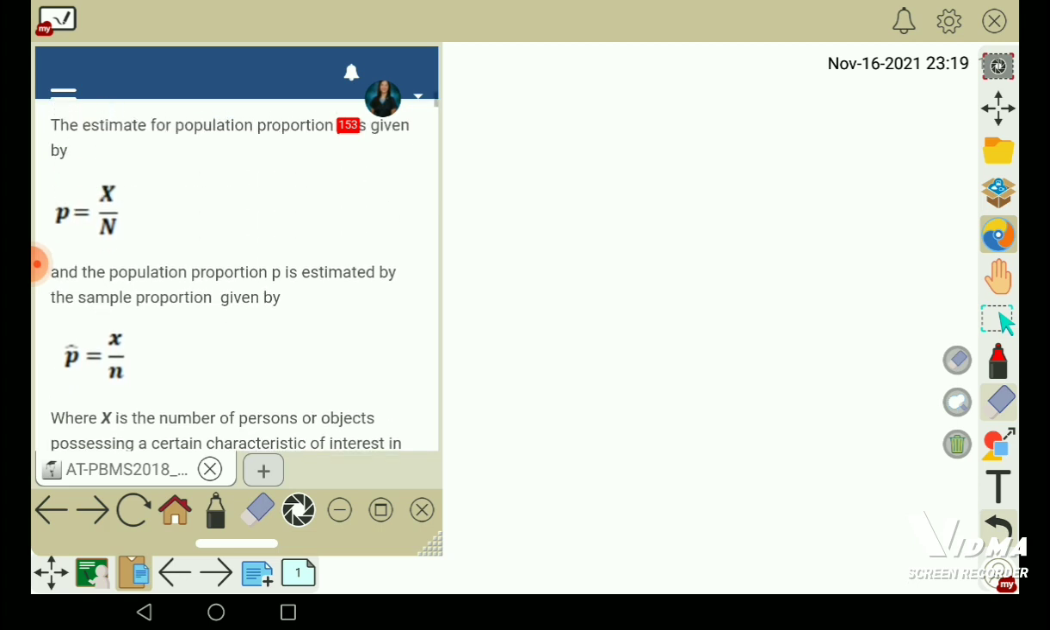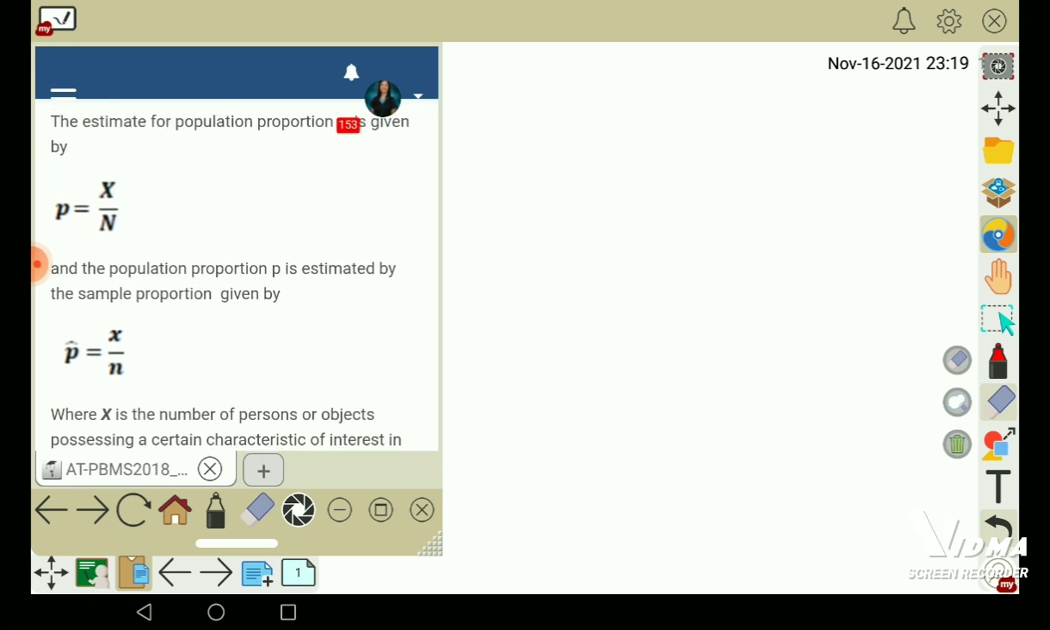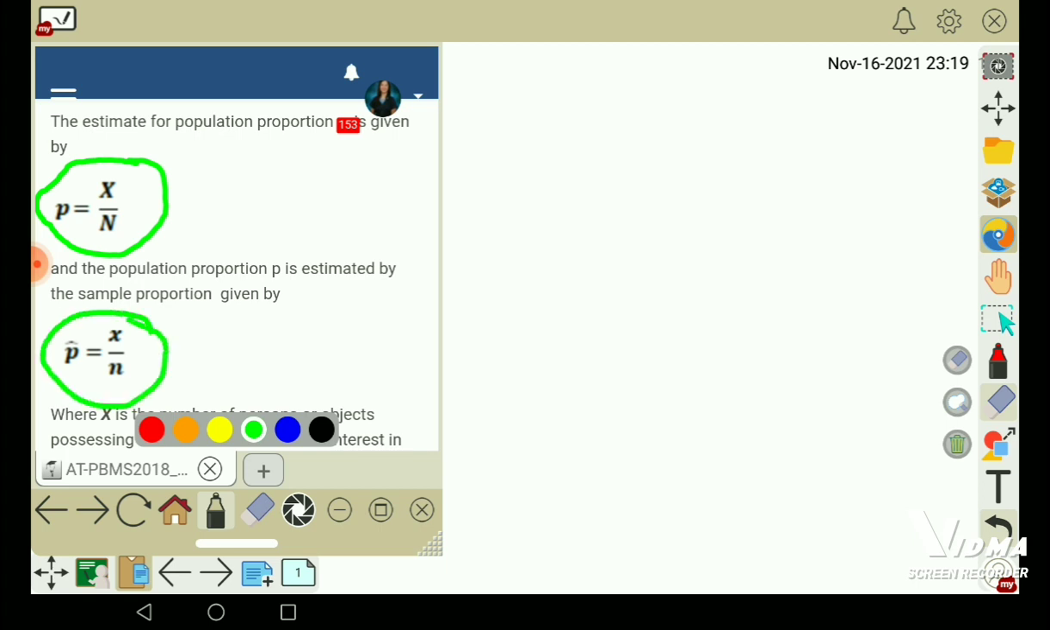Take into consideration the two formulas here. Here we have p hat = small x over small n. Take note that the first formula deals with the population proportion, while the second formula deals with the sample proportion. Always remember the formulas that we have here.